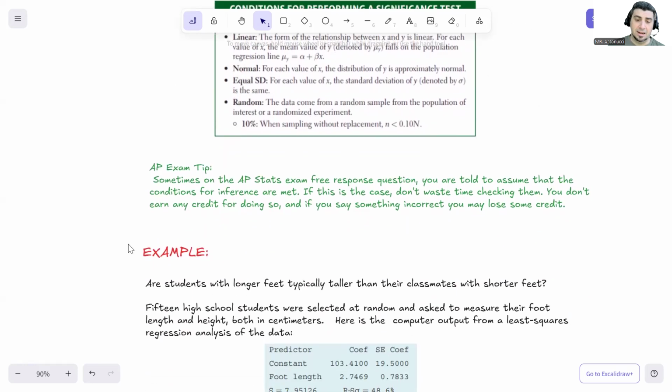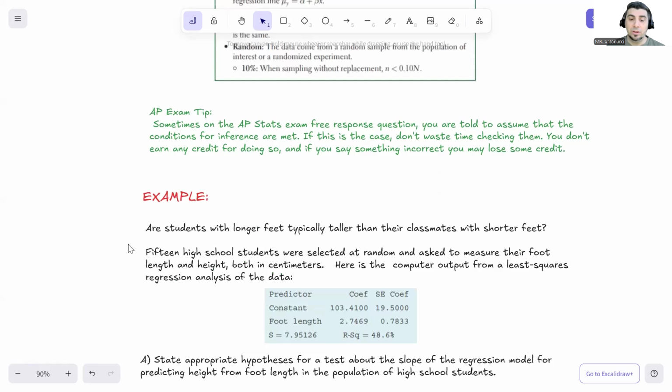So let's look at an example here. Are students with longer feet typically taller than their classmates with shorter feet? So 15 high school students were selected at random and asked to measure their foot length and height in both centimeters. And below we have the computer output from a least squares regression analysis of the data. So if we want to state the appropriate hypothesis for a test about the slope of the regression model for predicting height from foot length in the population of high school students, here's how we would do it.